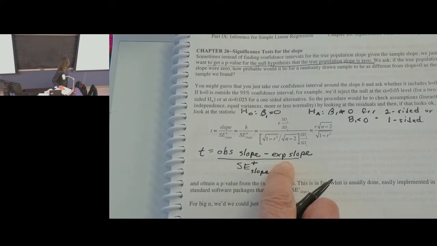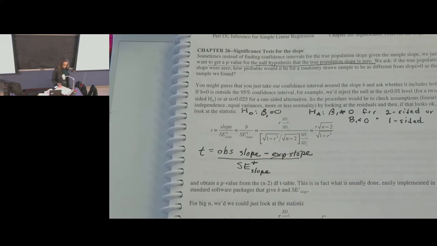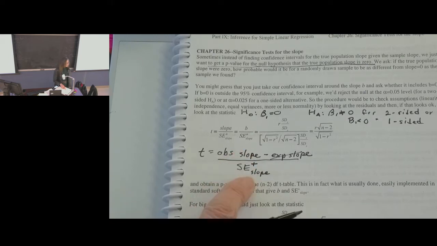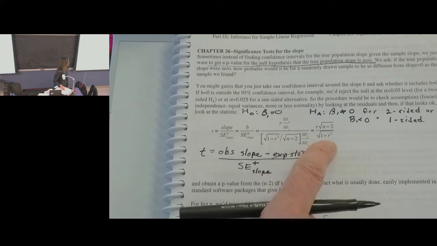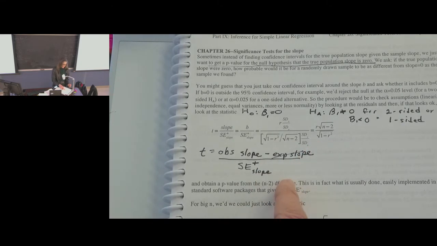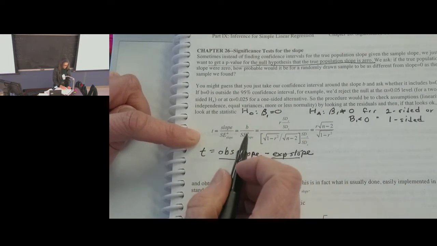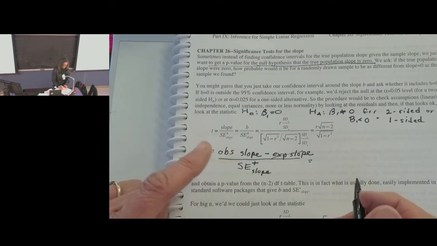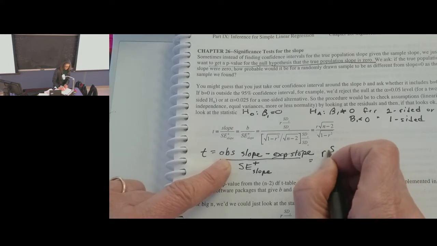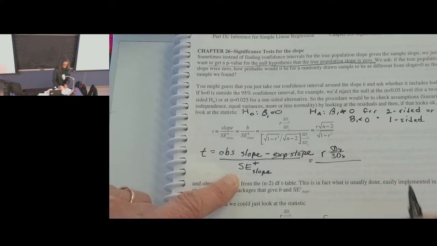Now this would drop out. Why? Because under the null, it's 0, so we can just cross that out. So that would be our statistic. I just simplified it, that's all. Sometimes maybe it helps to see it. Our observed slope: what is our slope? r times s_y over s_x, right? That's what's in the numerator, from our sample.